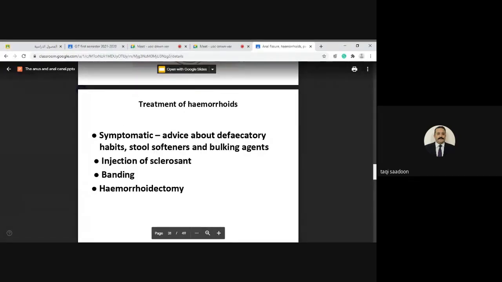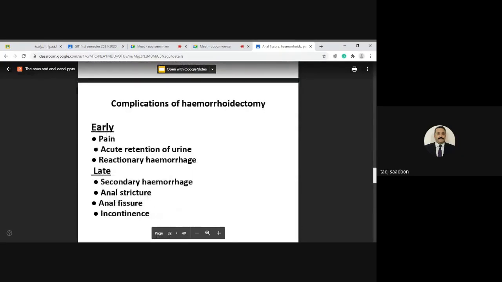So the treatment of hemorrhoids starts with symptomatic treatment: defecatory habit, stool softener and bulking agent of the feces. Avoid constipation, avoid straining on defecation. Very important. We can also use injection of sclerosant in the hemorrhoid, or banding, and surgery: hemorrhoidectomy, transfixation, ligation and excision of the hemorrhoid. In hemorrhoidectomy we excise the hemorrhoid, like splenectomy, nephrectomy, cholecystectomy. We do transfixation and ligation and excision.